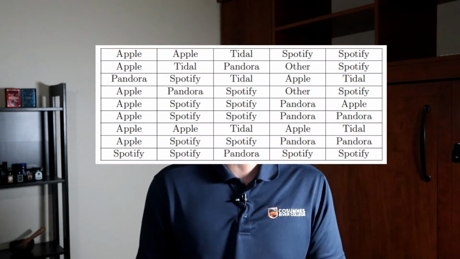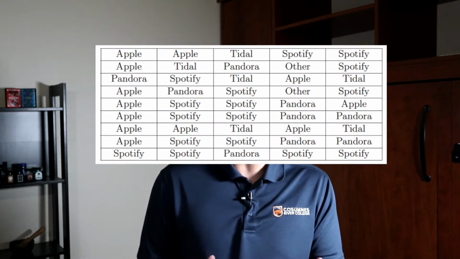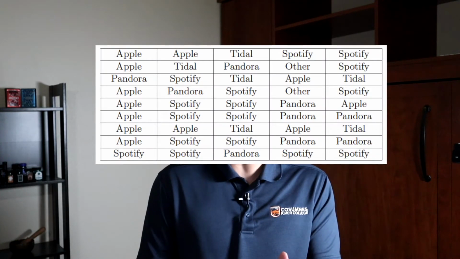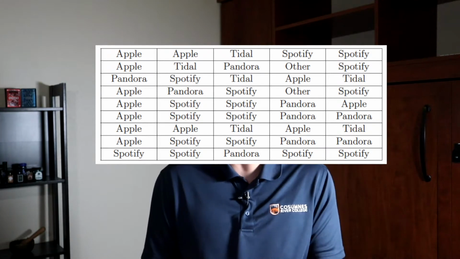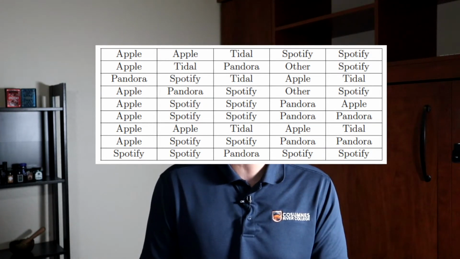If you go out and ask a bunch of people, what's your favorite music streaming service, you'll end up with raw data that looks like this. Now, raw data in and of itself is not that useful to us because staring at raw data, it's hard to tell things like what's the most popular music streaming service. So once we have raw data, it's important that we have some way to organize it to make it more useful. So today we're going to talk about types of tables and graphs that we can make for qualitative data.